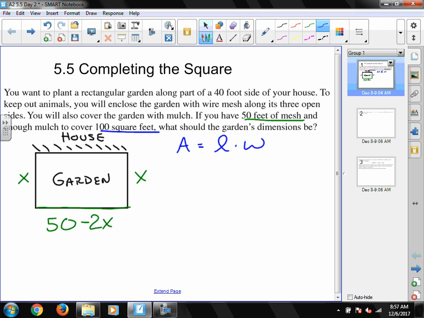And my area, they tell me I have 100 square feet that I can use, and that has to be equal to length, which I'm going to call X, times my width, which is going to be 50 minus 2X.